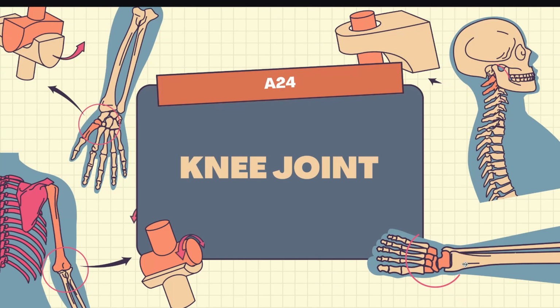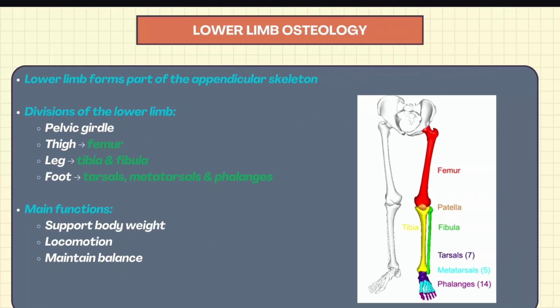Okay, now starting with the knee joint. So, lower limb osteology. The lower limb forms the parts of the appendicular. However, in here, when I wrote the divisions of the lower limb, I also mentioned the pelvic girdle, which makes up the axial, as you can see here. And then later on, we're going to start having our formation of our lower limb.